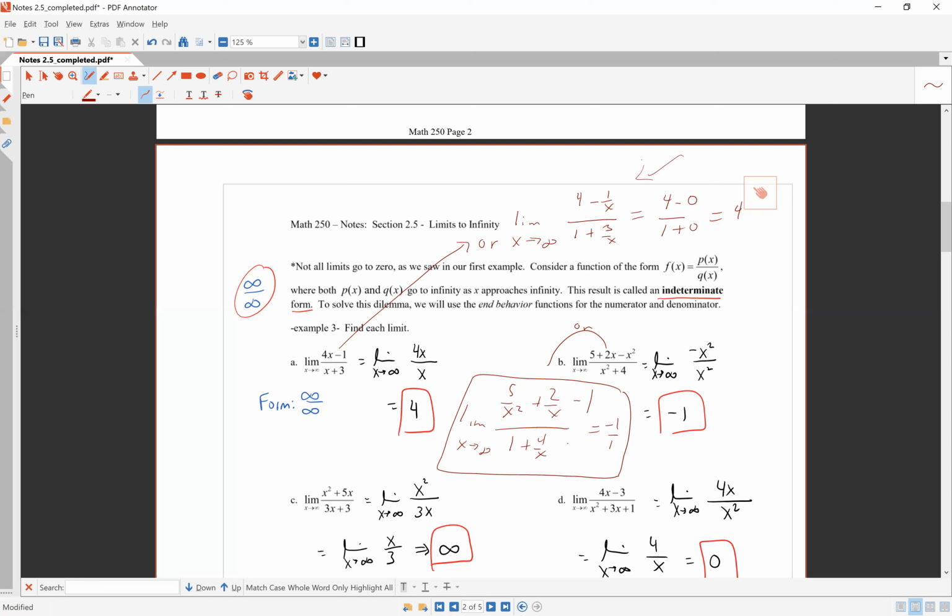So like in B, what's the coefficient of the highest order terms? Well, there's -1, and then there's 1. And so it goes to -1 over 1 because x squared grows much faster. And again, if x is a trillion and you square it, well, I think a trillion is 10 to the 12th, so you get 10 to the 24th.